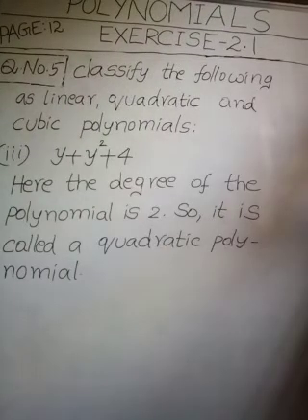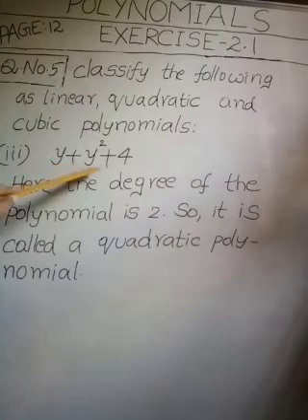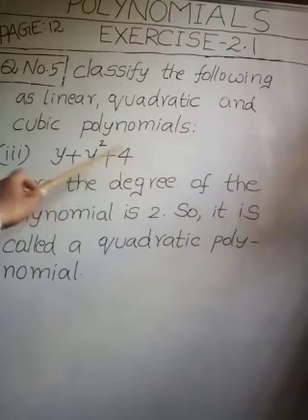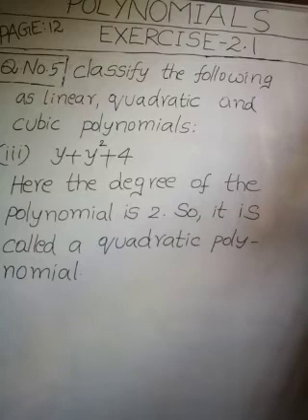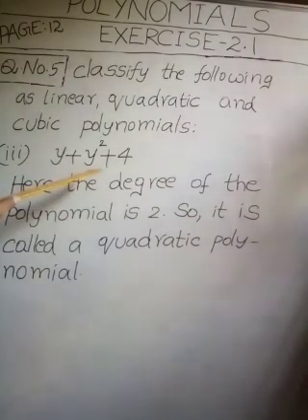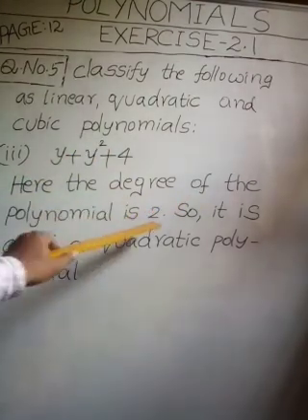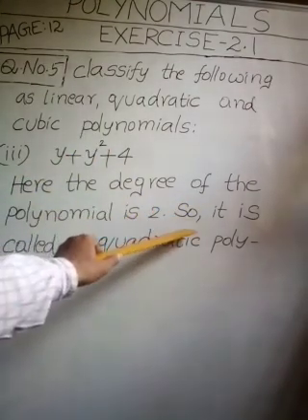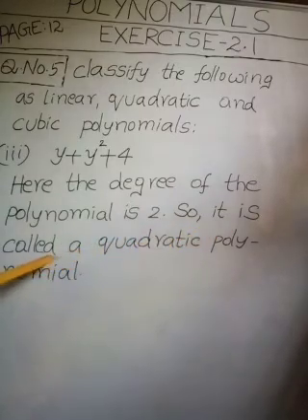Right. Now come to the next question. Third one. y plus y square plus 4. This is the given polynomial. Okay, my dear children. Then what is the degree of the polynomial? 2. The highest power of the variable y is 2. So the degree of this polynomial is 2. Then what is this polynomial called? It is called a quadratic polynomial. Is it clear, my dear children?